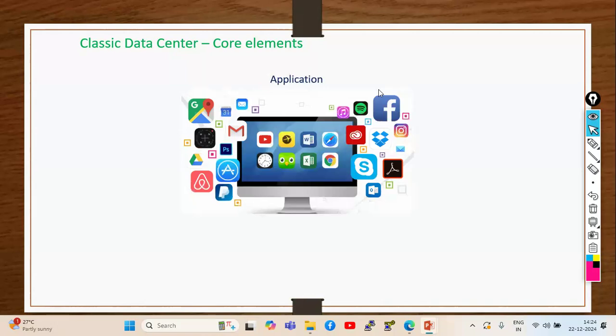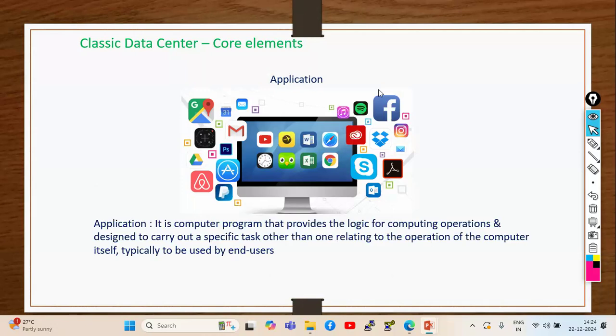Applications. See, for example, when you're seeing Facebook, Instagram, Skype, or Airbnb, these are all the applications that we use in our day-to-day operations, right? Day-to-day life. Yes or no? Excel, PowerPoint, YouTube, whatever. I'm showing a few of the general applications that we use in our day-to-day life. So these will all be in our data center.